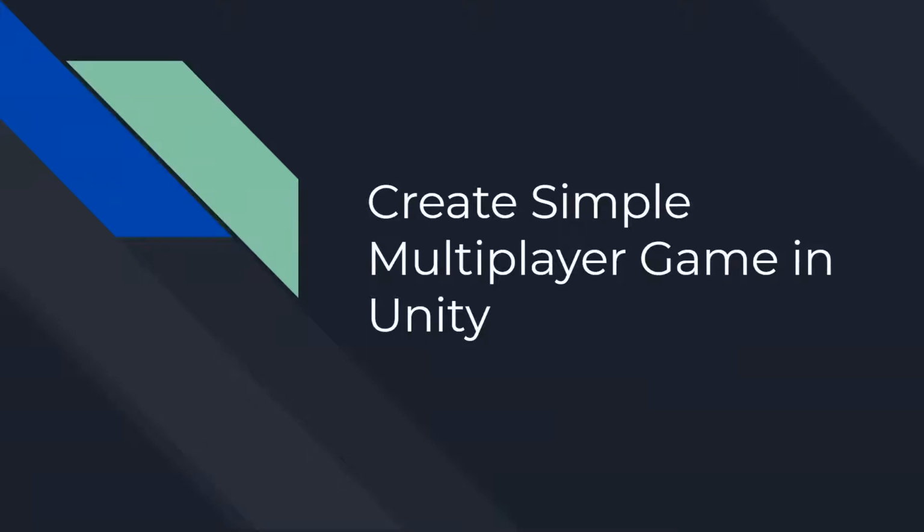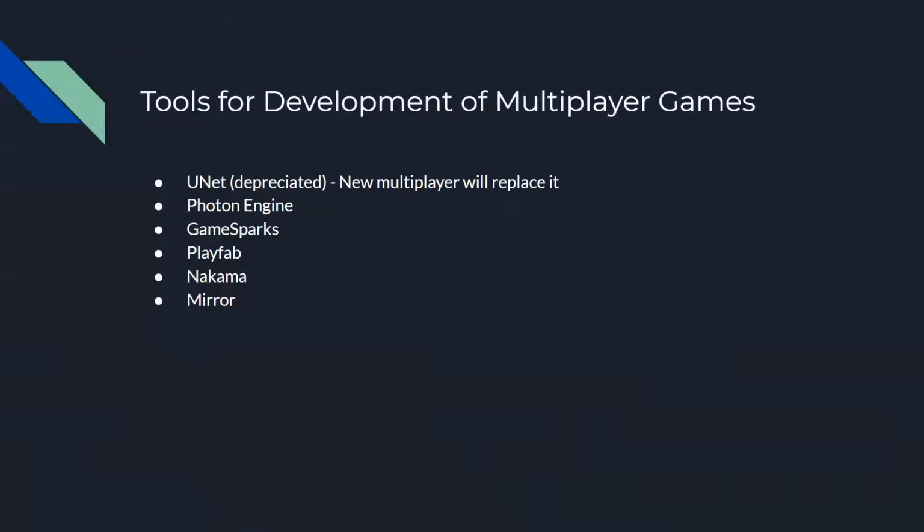services. So here is the list of the tools available, and there are many more tools apart from this as well. The first tool is UNet, which is getting deprecated right now, and which will be replaced by Unity's new multiplayer system. Apart from that, you might have already heard about Photon Engine or GameSparks or PlayFab. Little less known are Nakama and Mirror, which are open source and easy to use as well. Basically, there are also lots of tools available in the market to create multiplayer games, and these kinds of tools make our life much easier to create multiplayer games.